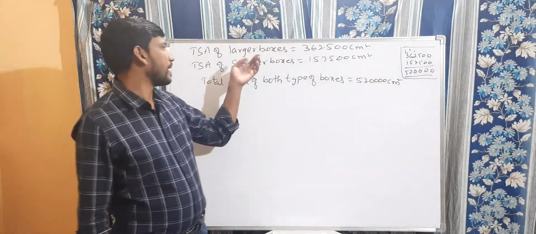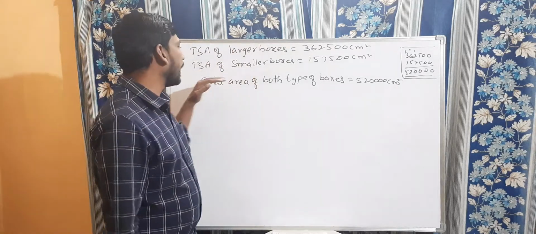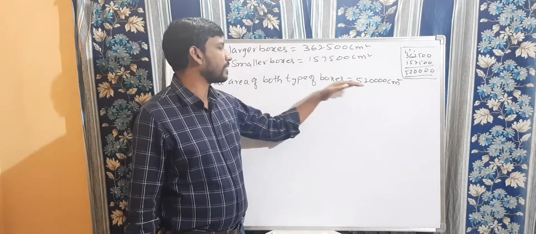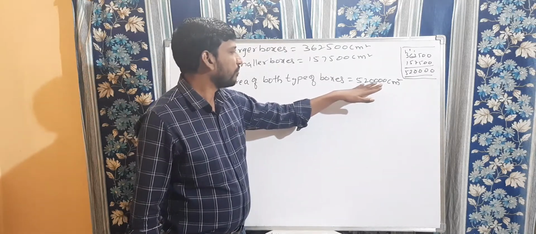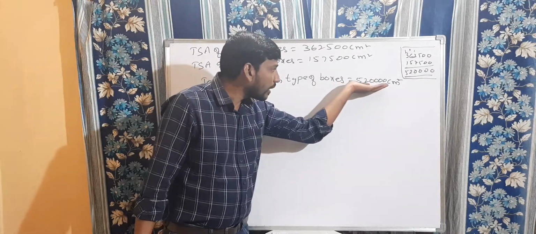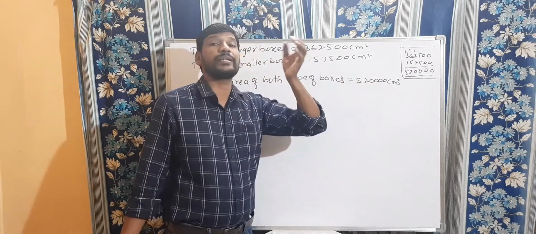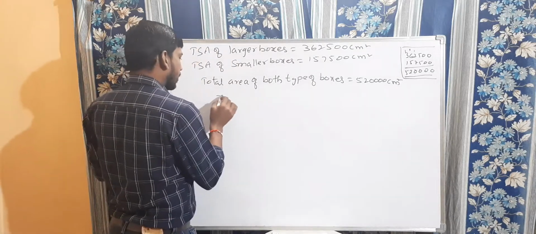Both 250 of larger, 250 of smaller. That is totally 500 boxes. So the total area of both types of boxes is 5,20,000 centimeters square. Of this total area of 5,20,000, 5% is overlap.